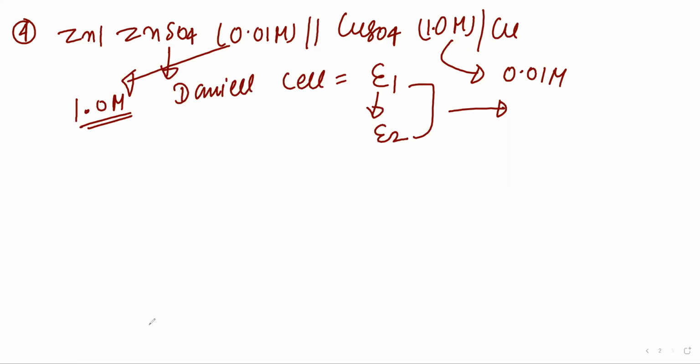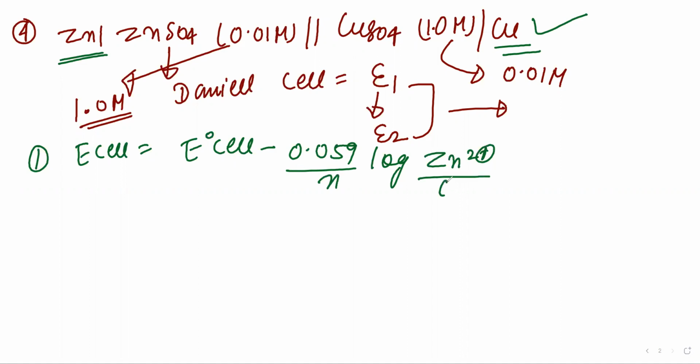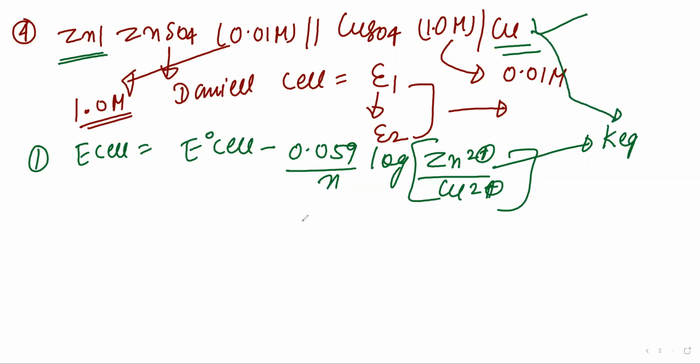Now see the explanation now. As we know, Nernst equation, E of cell is equal to E naught of cell minus 0.059 upon N log of. For this reaction quotient will be Zn2 plus and this will be the copper Cu2 plus. So it will be Zn2 plus on the numerator and denominator will be Cu2 plus. So this is the reaction quotient, or it can be called as equilibrium constant of this reaction. Right. So now put the value.